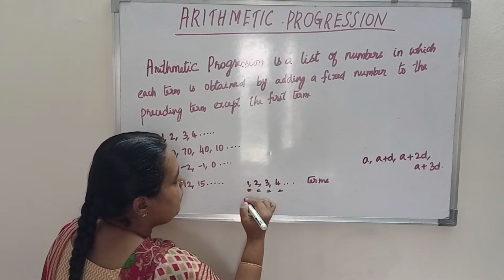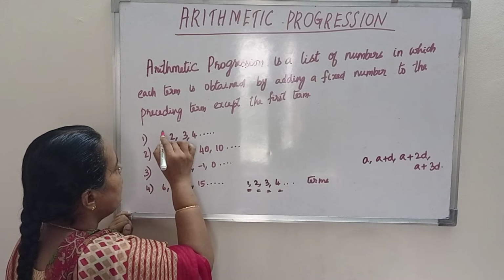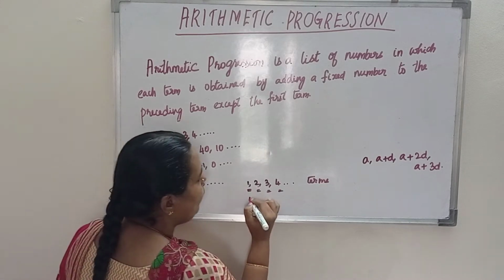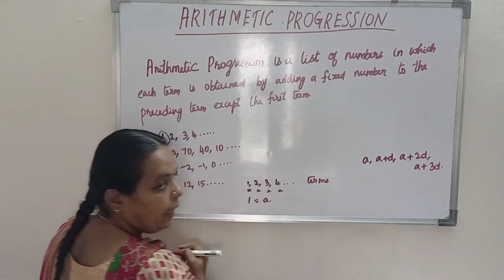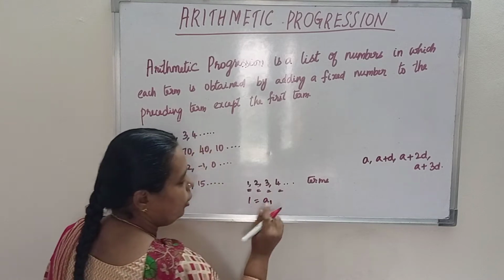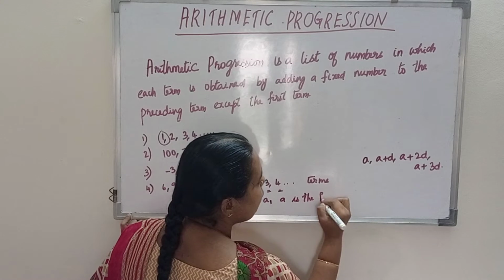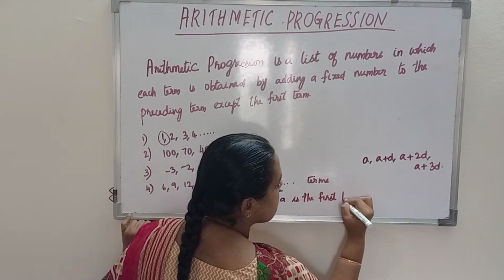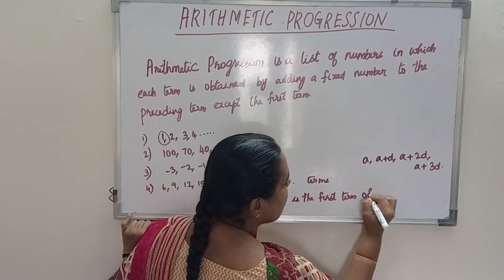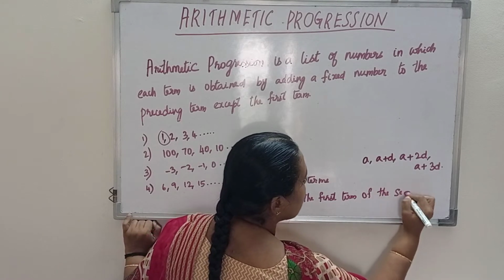And what is the first number? The first number is called A. A is the first one, that is A1 or A. A is the first term of the sequence.